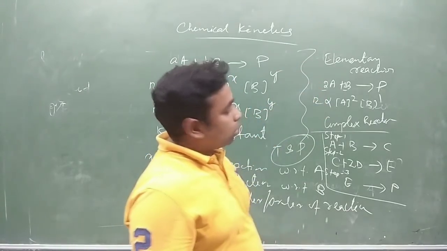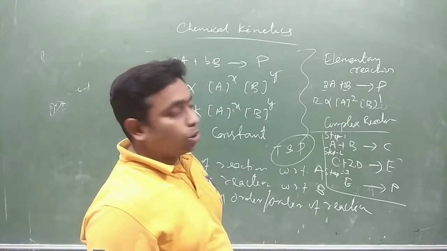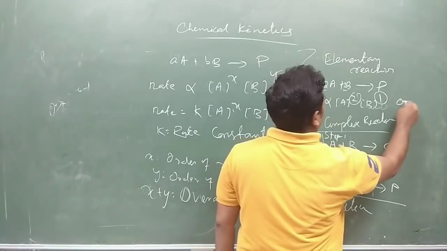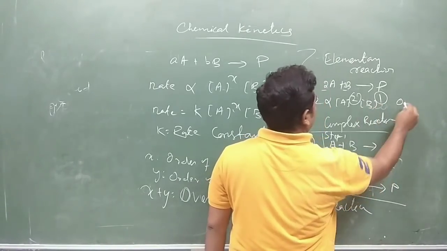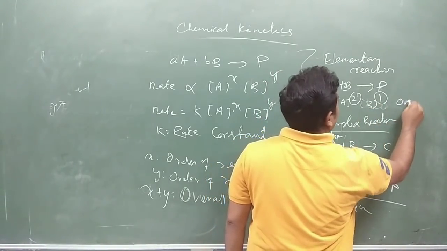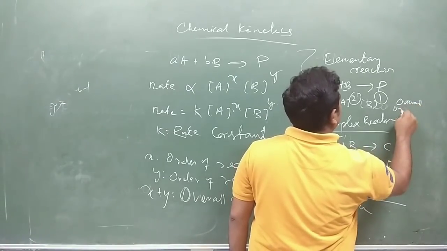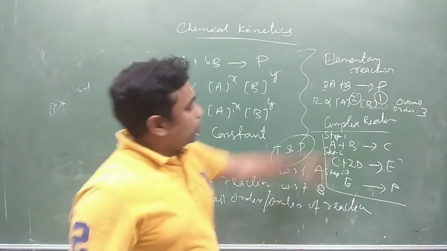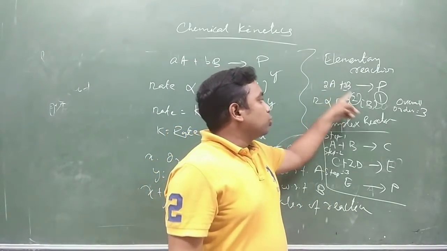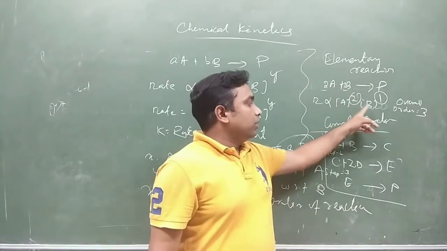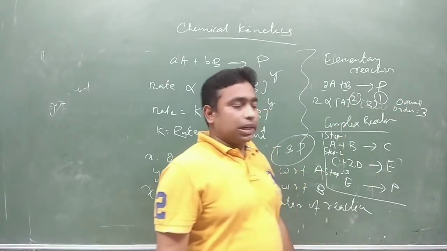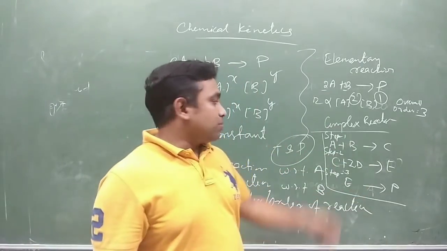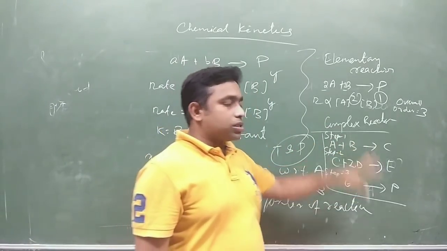So what will be the overall order for this reaction? For this reaction the overall order will be 2 plus 1, that is 3. What will be the order with respect to A? The order with respect to A is 2. What is the order with respect to B? With respect to B it is 1. Clear?